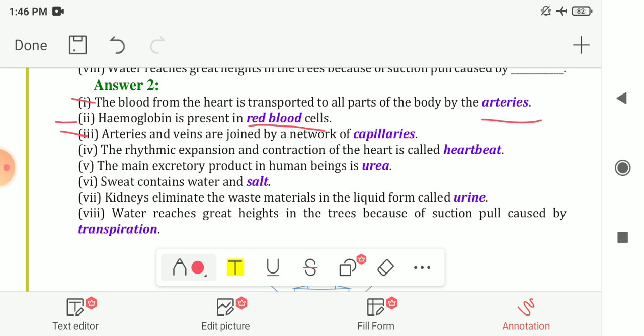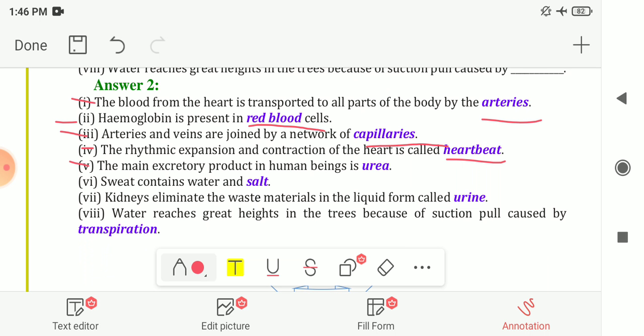Next, third number: arteries and veins are joined by a network of blank. So here your answer is capillaries. The arteries and veins are joined by a network which is known as the capillaries. Next, fourth number: the rhythmic expansion and contraction of the heart is called blank. It is known as the heartbeat. The rhythmic contraction and expansion of the heart is known as the heartbeat.